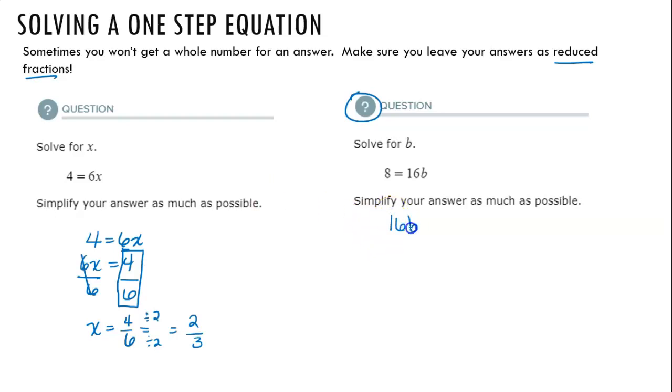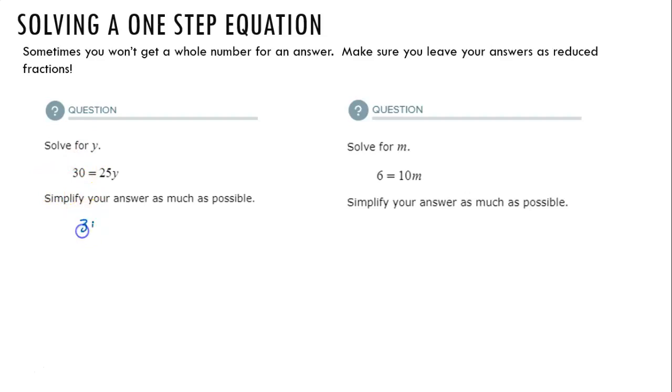You should have first flipped this over so that you have 16b equals 8. Some of you, if you're doing mental math, are going to assume that your answer is 2. That's not the case. 16 times 2 is not 8. What we need to do to get the 16 away from the b is to divide both sides by 16. That leaves us with b on the right-hand side and this fraction, 8 over 16, which can be reduced. 8 and 16 are both divisible by 8, and so we end up getting 1/2, not 2 for that one.